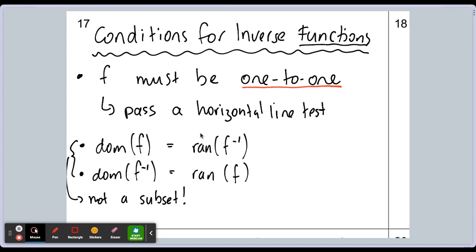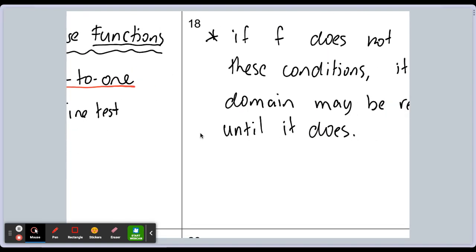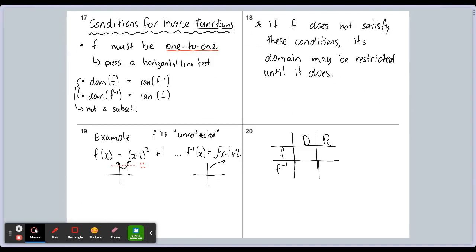So, next bit of notes to write down. Actually, I'll zoom out now, but I'll get to the example in a second. So if f does not satisfy these conditions, its domain may be restricted until it does. And that's exactly what I was talking about when I was showing you stuff. So I'm looking at the example on slide 19 now. I'm trying to be really quick here.